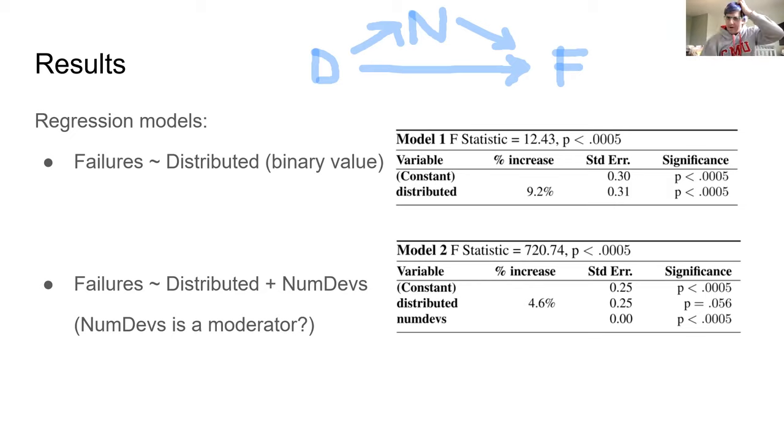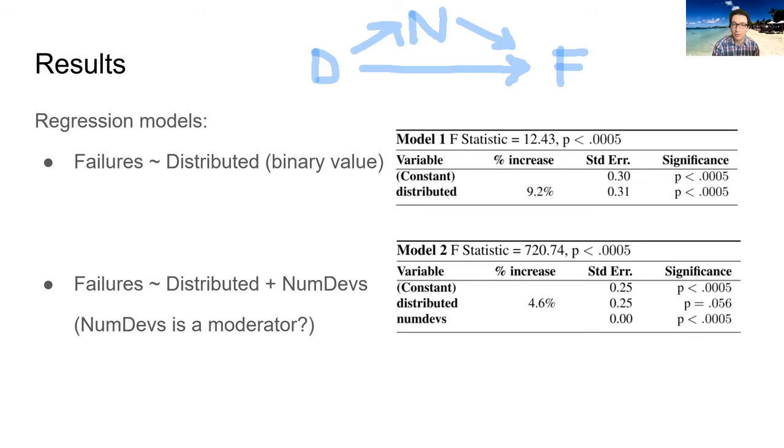A mediator is a dependent variable, right? That affects the... so if number of devs was a mediator, it would be dependent on distributed here. Is that true? Yes. And I think Bobo was arguing that it could be. It's not always going to be, but there will always be exceptions, but it could be that when you're distributed, you have more developers or fewer on average. There's some plausible dependency relationship there.